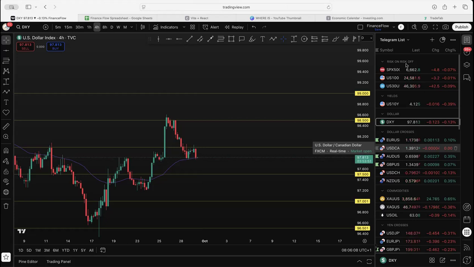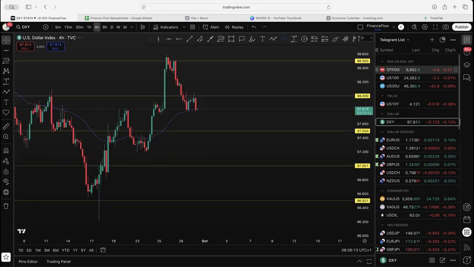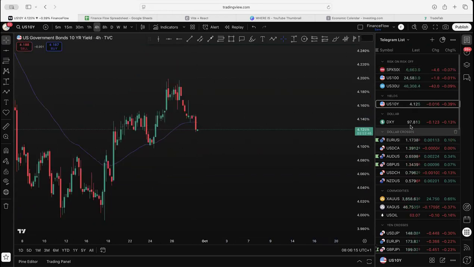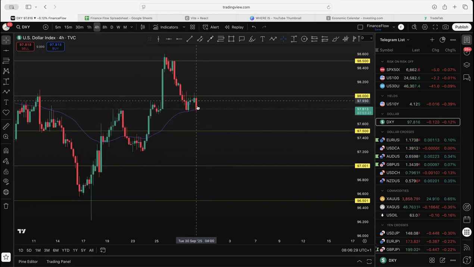Stocks are around, obviously, break even, and then we've got yields which look very, very bearish. Dollar looks bearish to be fair. I don't like that 4 hour. It's only just closed, so let's wait and see what obviously happens here. But yeah, I don't like that. It's looking more like there's going to be a continuation here.